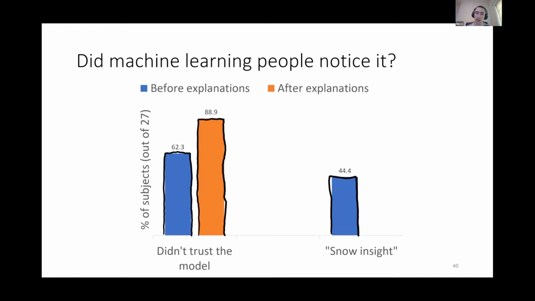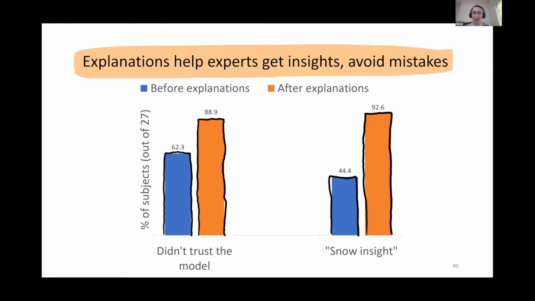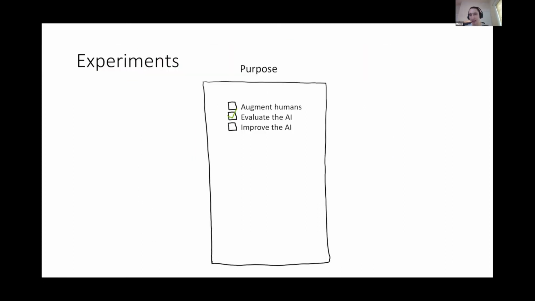After seeing explanations, almost nobody trusted the model and almost everybody got the insight. So explanations really help even experts, even in a toy example like this. And this, I think, generalizes because when you train a model, you kind of want it to work. So it's easy to make up stories and not evaluate it properly. But once you see explanations, it really helps you get this kind of insight. So that's evaluating the AI.